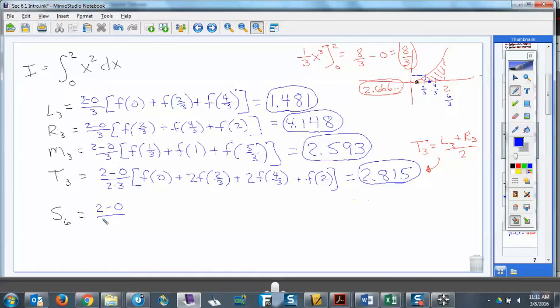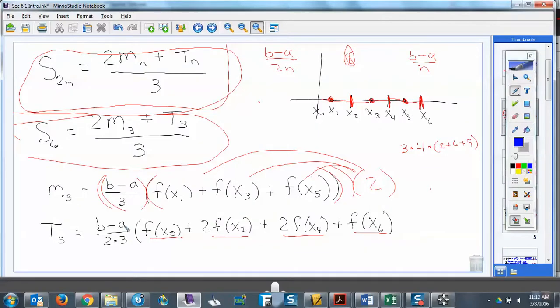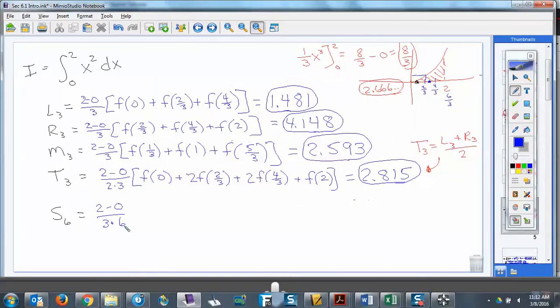So the formula is (B minus A) over 3N. Now what is N on this one? S6, what is N? 6. Go back to this formula down here. When we're doing an S6, the N is 6. When we're doing it out this way, that is 6. Only in this formula was there the 2N there. So S6, so N on this one is 6.